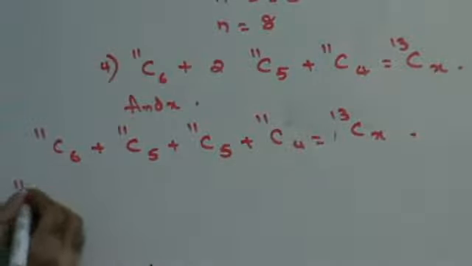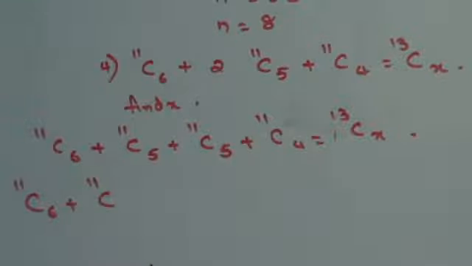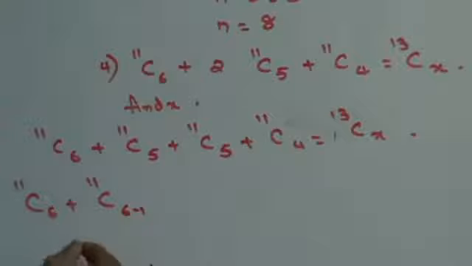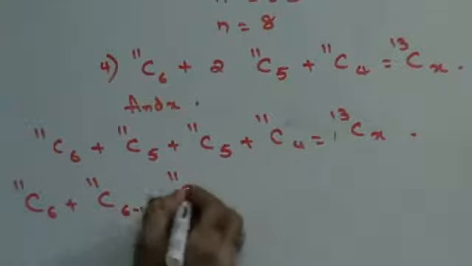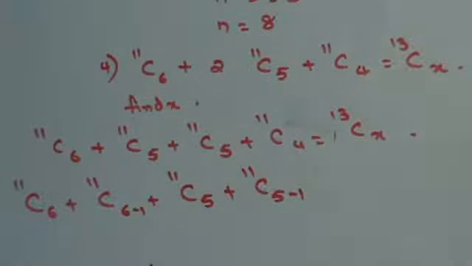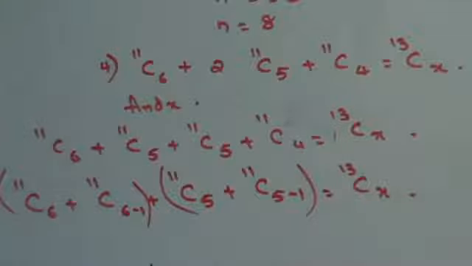This can be written as 11C6 plus 11C5, where 5 can be written as 6 minus 1, then 11C5 plus 11C4, where 4 can be written as 5 minus 1. No, I'll tell you why I'm taking it this way. Give me a minute. Now I can use the third formula, guys.